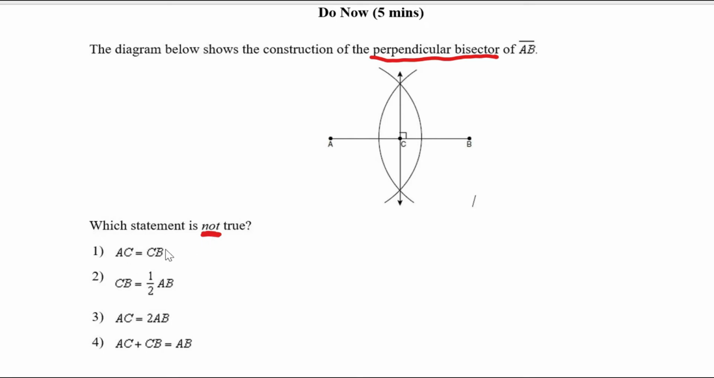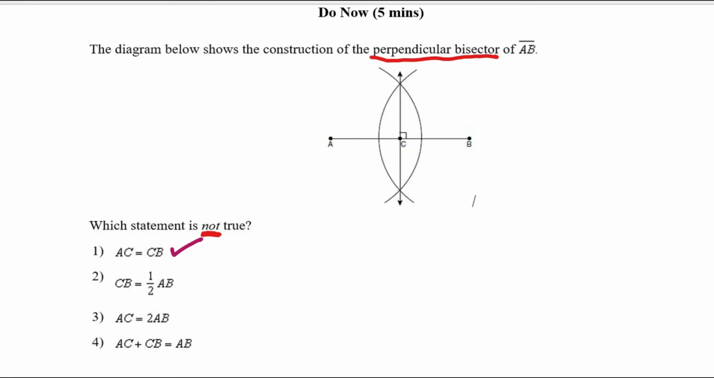So number one says AC is equal to BC. So AC, now we're going to use a different color, is equal to CB. That's true, because this half is equal to that half. That's true. Let me erase this.